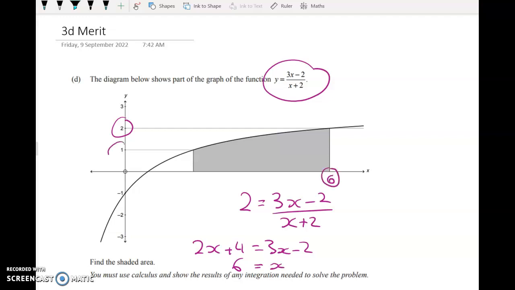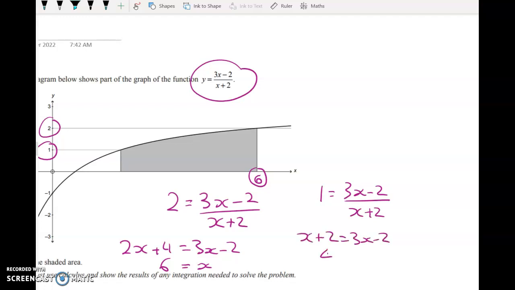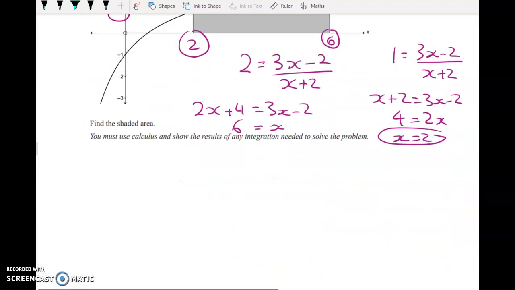I'm going to do that again now for y is equal to 1. 1 is equal to 3x minus 2 over x plus 2. So x plus 2 is equal to 3x minus 2. 4 is equal to 2x. X is equal to 2. That's that value there. All we have to do now is to do the integration and find the area.